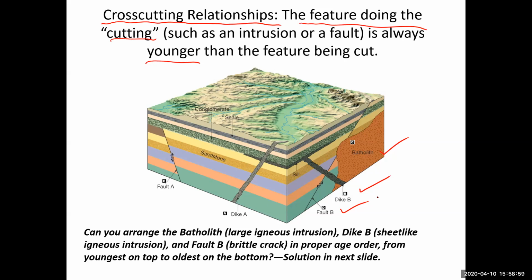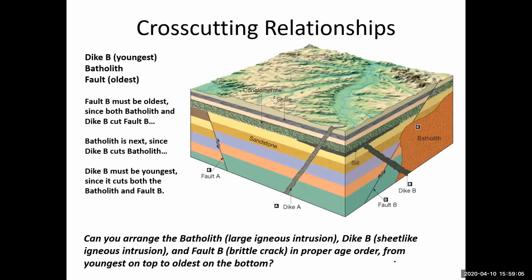Okay, were you able to do that? We'll go through it anyway in the next slide. Okay, so here we go. Here's the answer right here. And this is typically how we list things, kind of like superposition. So the fault is the oldest.